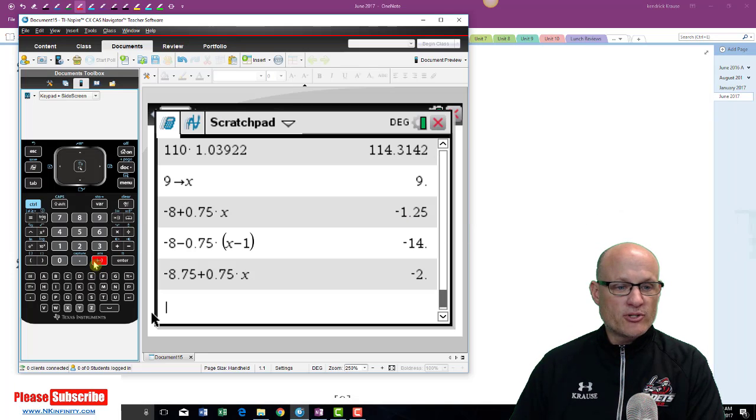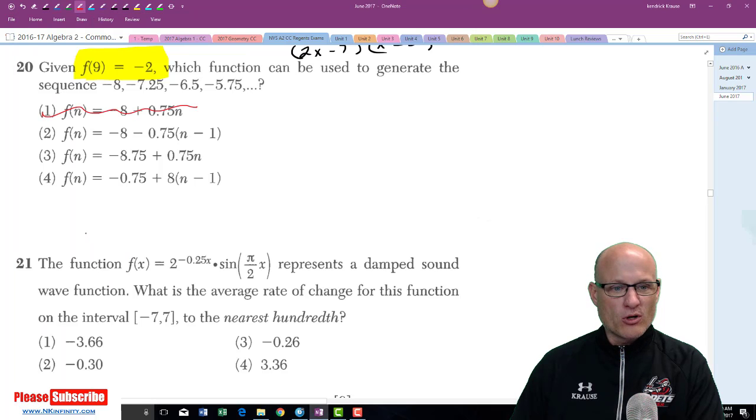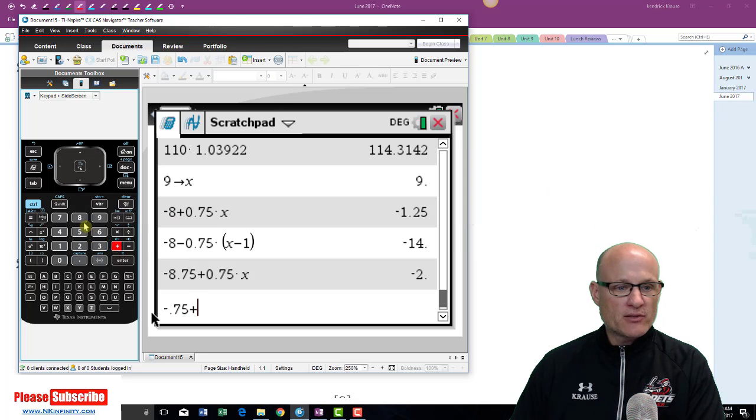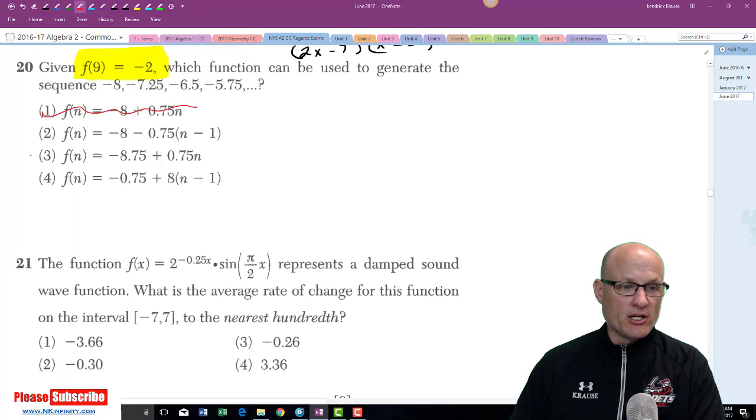Now let's just check the last one. Don't just stop on 1 just because it works, man. You got to be careful. Plus 8 parenthesis x minus 1. And then parenthesis. So it clearly looks as if this is the answer.